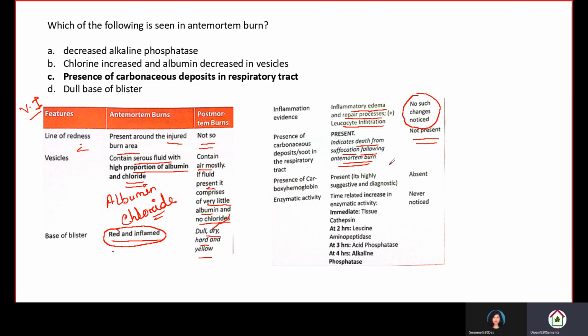And enzymatic activity will obviously be present in antemortem burning. At 2 hours, leucine aminopeptidase. At 3 hours, acid phosphatase. At 4 hours, alkaline phosphatase. So this will be increasing, and cathepsin will also increase. At 2 hours of the burning, leucine aminopeptidase; at 3 hours, acid phosphatase; and at 4 hours, alkaline phosphatase.